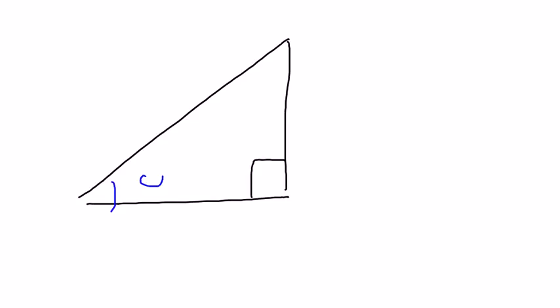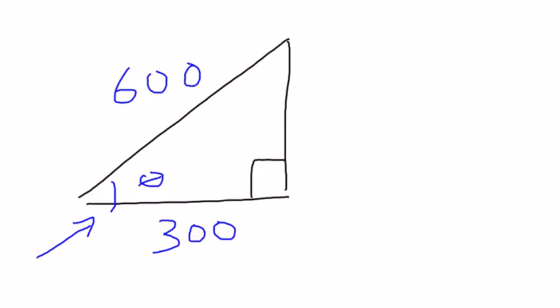Here's another type of problem you're going to see at some point. Let's say I have an angle right here, and we're supposed to figure out what that angle is. And they give us that this side right here is 300, and this side up here is 600. Alright, so what is this angle? What is this angle right here?